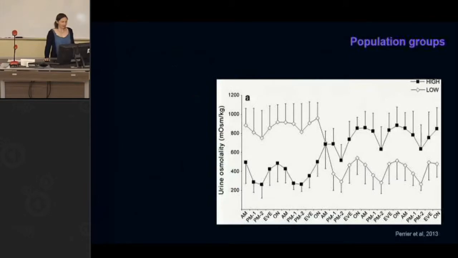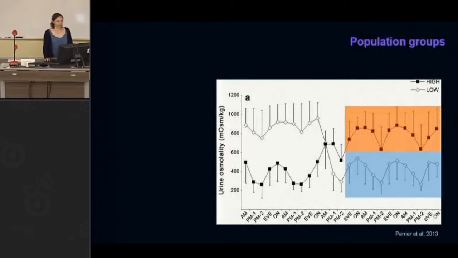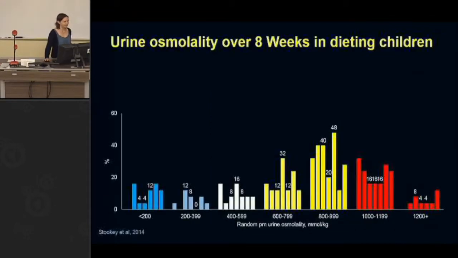So we get back to this fluctuating pattern again, and we think, well, maybe really all we need to know is whether somebody is up here versus down there? Just dichotomize it. So I tried that with some data: urine osmolality over 8 weeks. These children were all on a standardized diet. And what we have on the bottom is the distribution of urine osmolality.